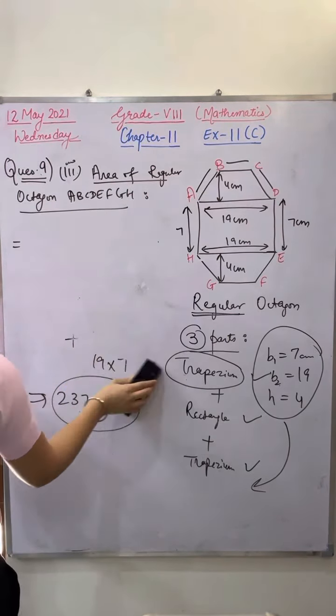The figure is, you have to take out, the question is, find the area of polygon A, B, C, D, E. Right? This is the polygon.